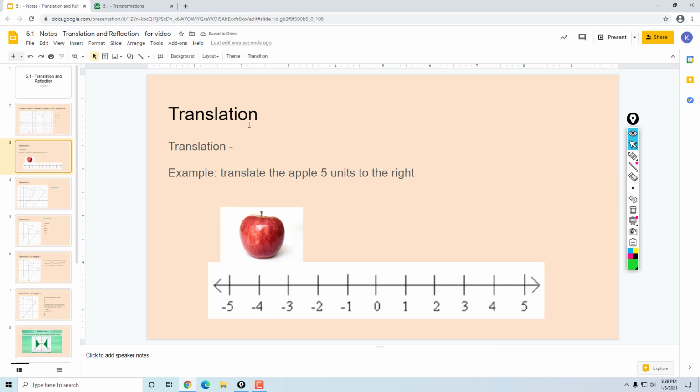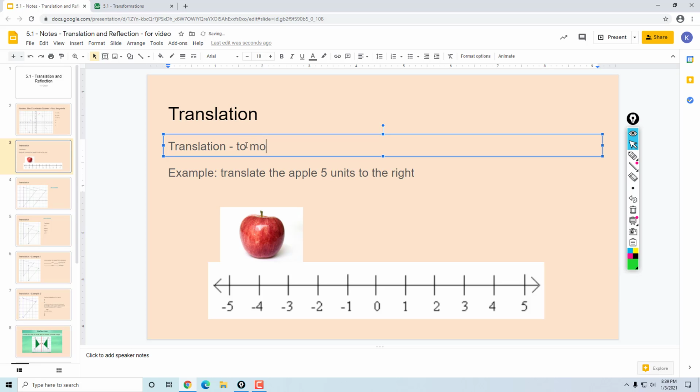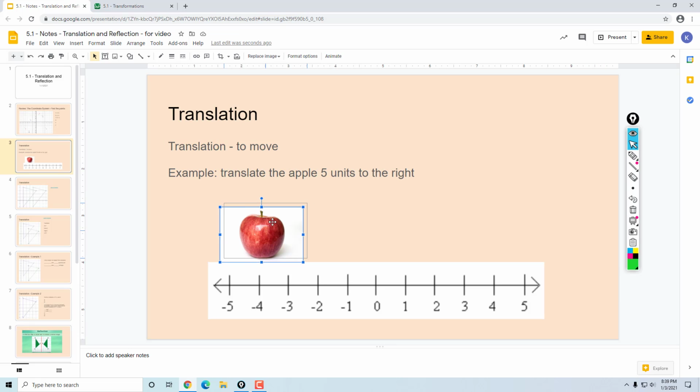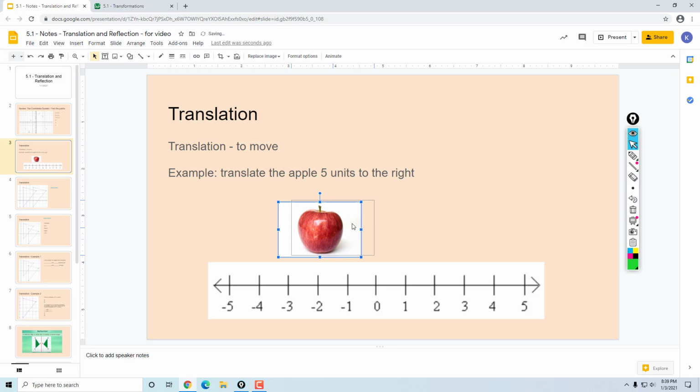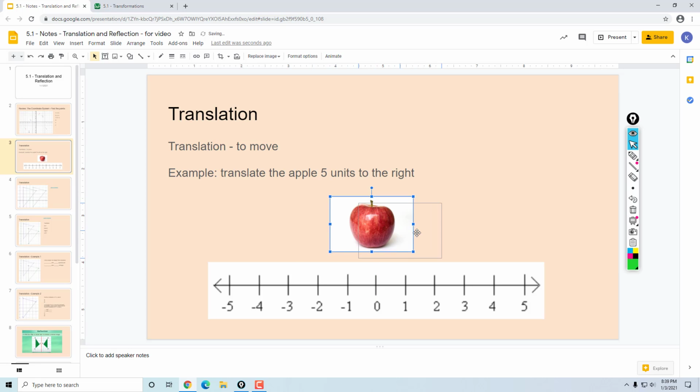Translation means to move. We can move up, down, left, or right. For example, to translate the apple 5 units to the right in math, so I go 1, 2, 3, 4, 5. That's translate to the right. So now the apple is at 1.